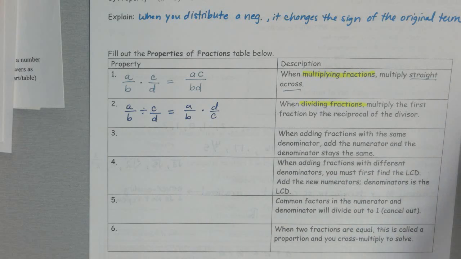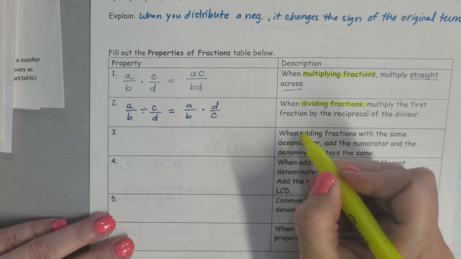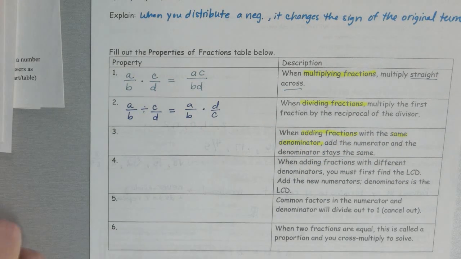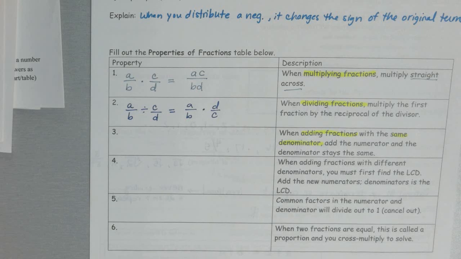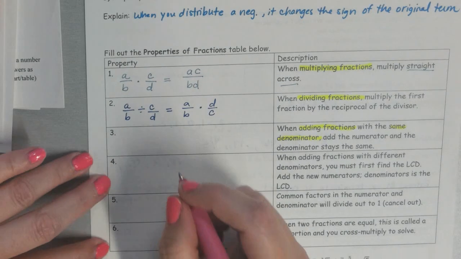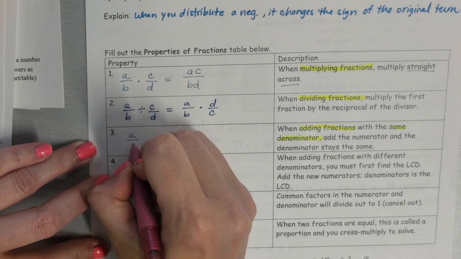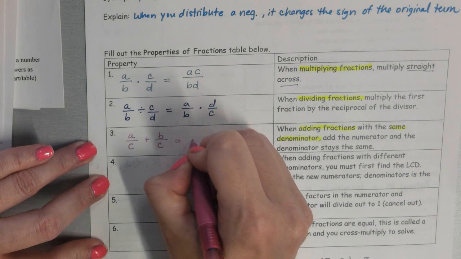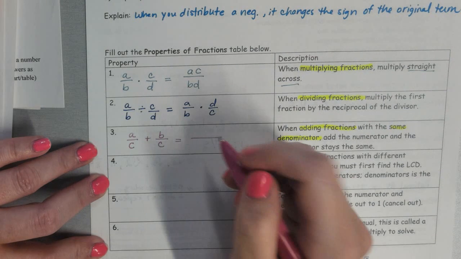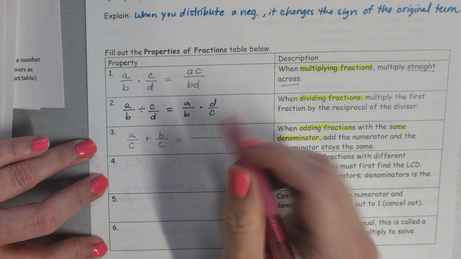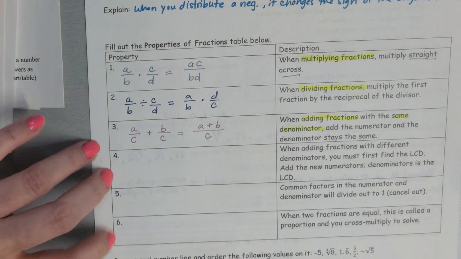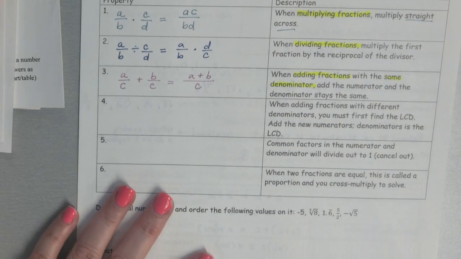Okay, this one is adding fractions when you have the same denominator. We love that, don't we? Because then all you have to do is worry about the numerator. So if you have A over C plus B over C, what is the numerator? A plus B, and the denominator is C. Okay, so you just keep that the same.